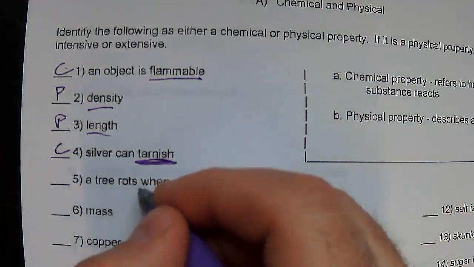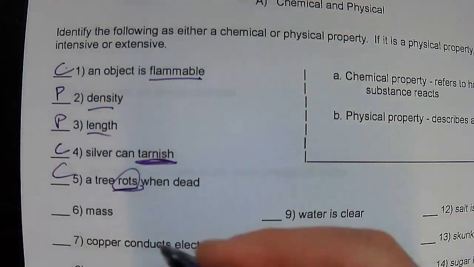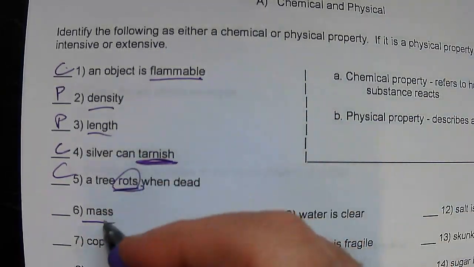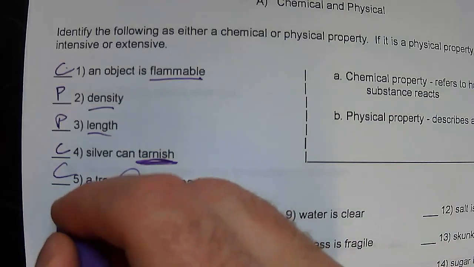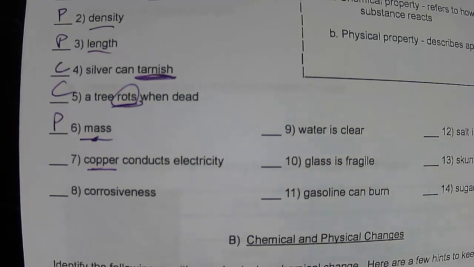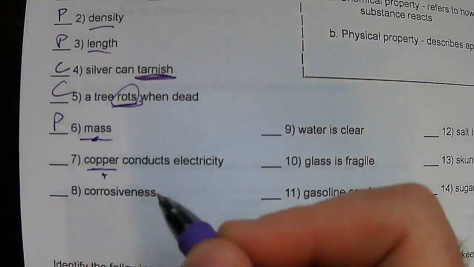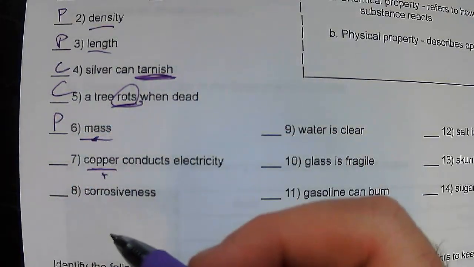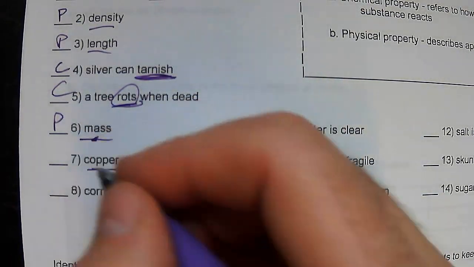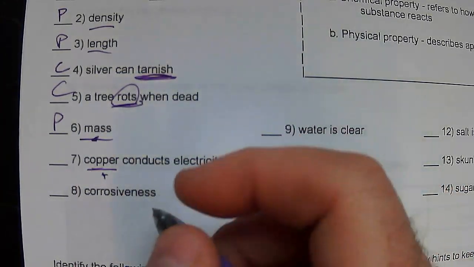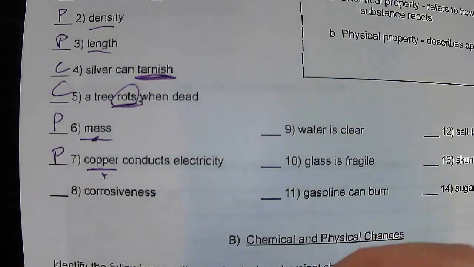And then a tree rots. Rotting is a chemical change, or a chemical property. Mass is a physical property. Copper conducting electricity. Okay, when copper conducts electricity, it doesn't change what it is. It stays copper. Imagine if it's conducting electricity and it changed. Your whole house would not be made of copper wiring. So that's a physical property.